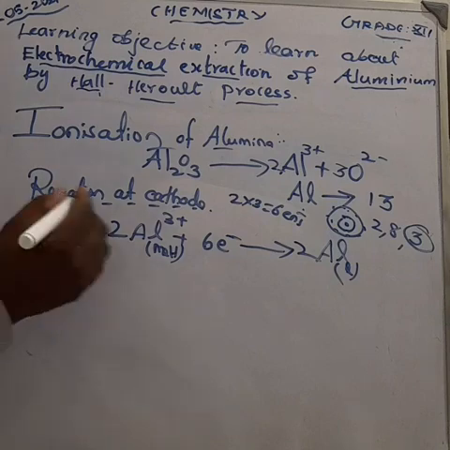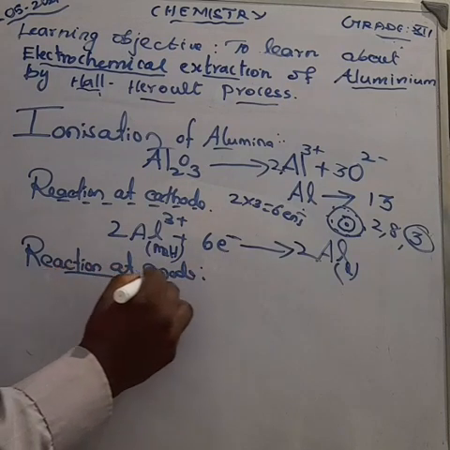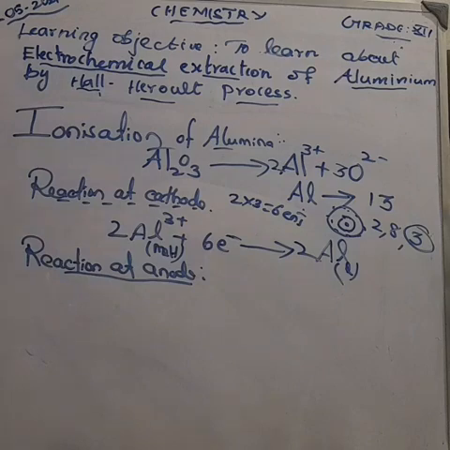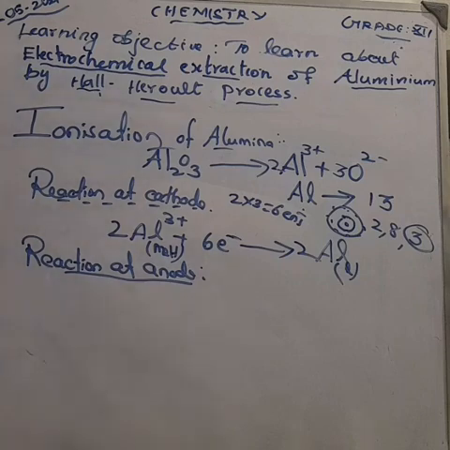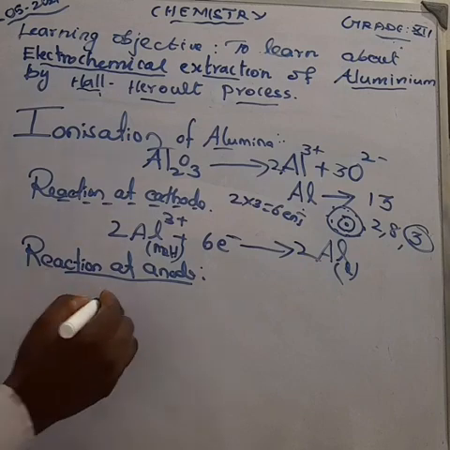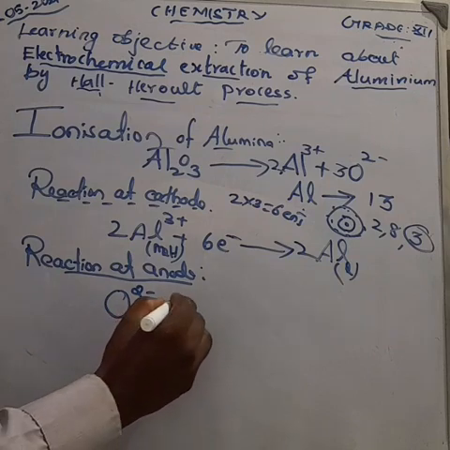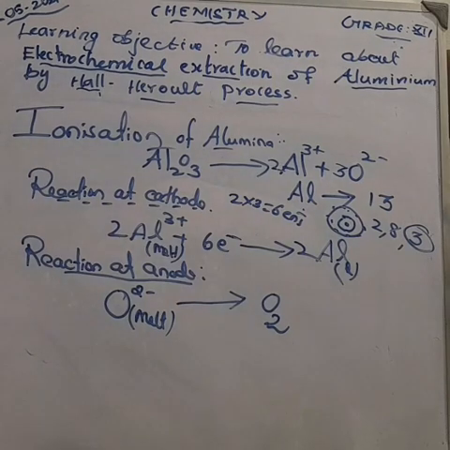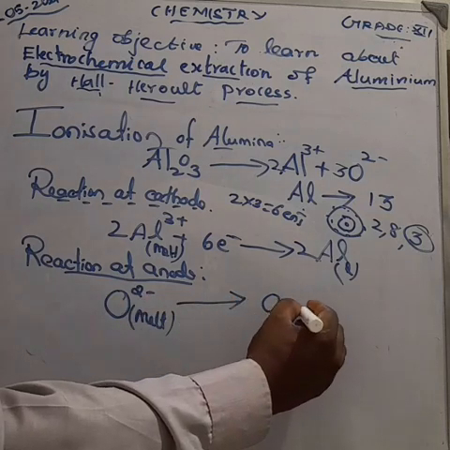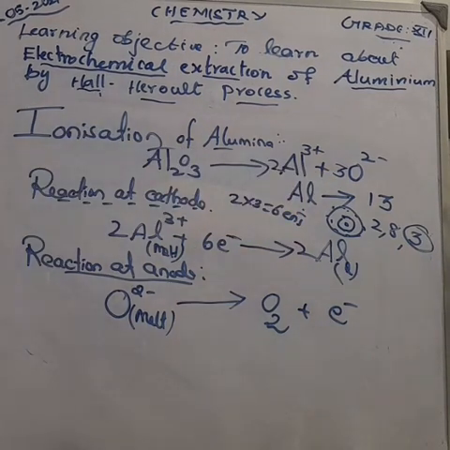Reaction at the anode. What happens? Here the anode has oxygen. The charge of oxygen, all of you know, is 2 minus. This is also the fused state, melt. We get oxygen molecule, O2, plus electrons. In the ionization of alumina, the first equation we wrote, we get 3 oxygen. So make it 3 oxygen.